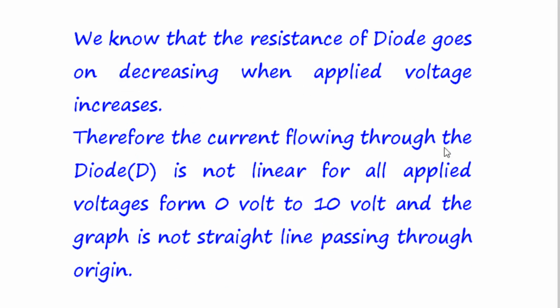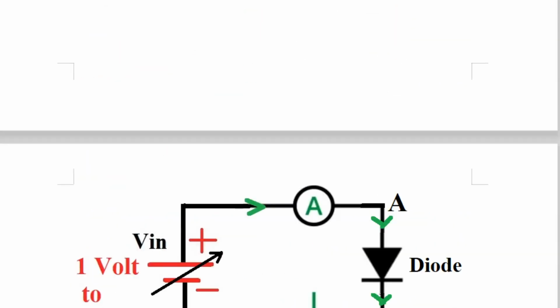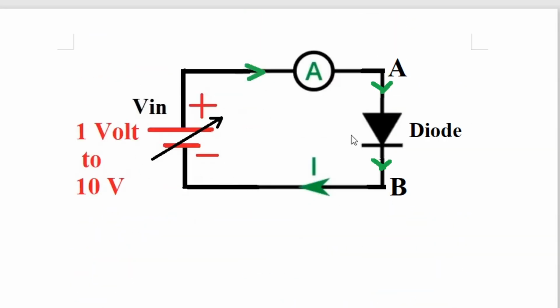Therefore, the current flowing through the diode D is not linear for all applied voltages from 0 volt to 10 volt, and the graph is not a straight line passing through the origin. That graph is nothing but the IV characteristics of a PN junction diode in forward bias condition, because here the diode is forward biased.